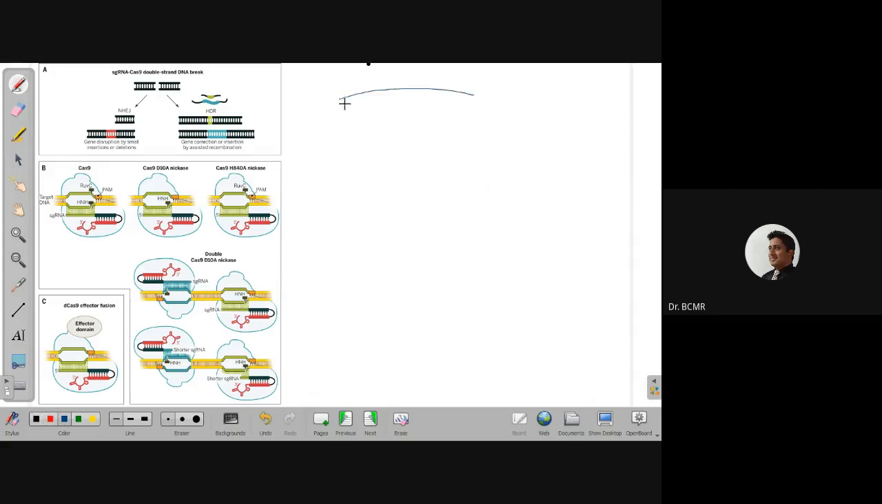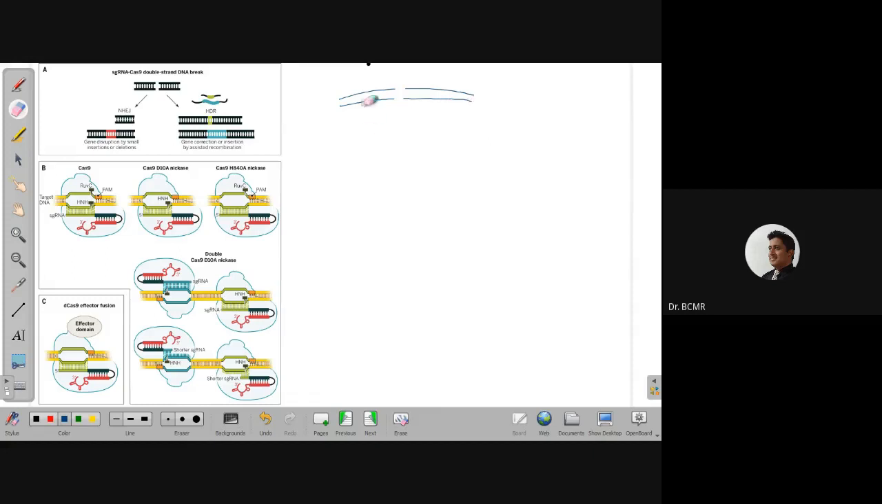So here is a DNA molecule. Okay, assume it is a bacterial cell. It is double-stranded, and I have taken a DNA molecule. If there is a double-strand break, what will happen to it? Often, this bacterium is going to die out.